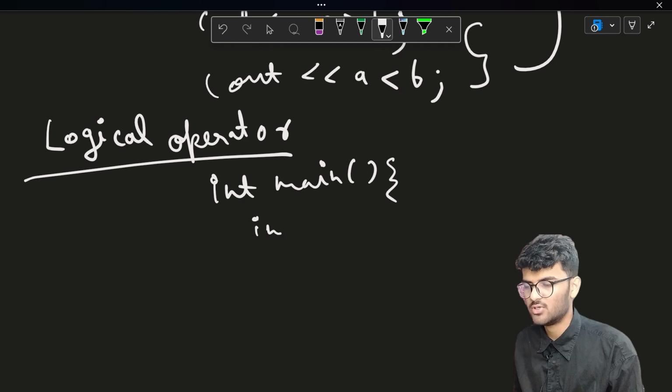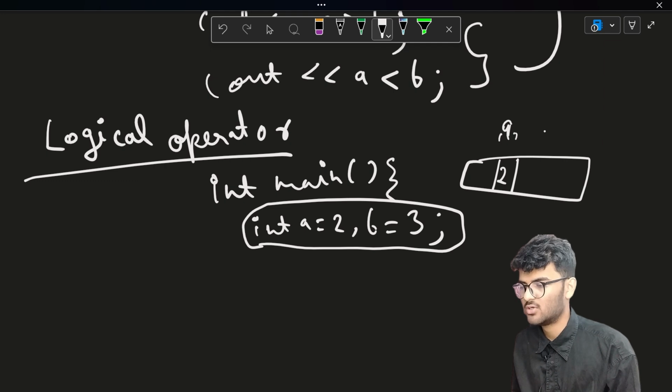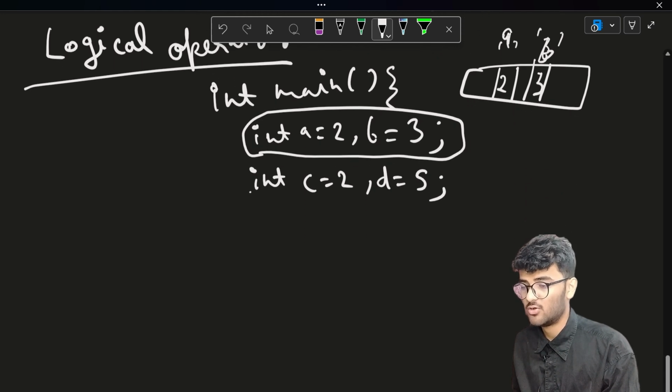int a = 2, b = 3. You can write it like this, and this syntax also works. So in memory, location a will contain 2, and location b will contain 3. Let's say another, c = 2 and d = 5. So I'm checking the logical operators.